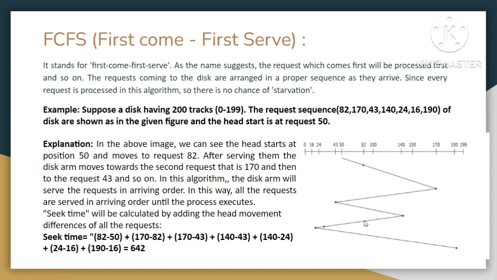Seek time means how many movements will be made to serve all these requests. So these 7 requests will be served in 642 movements. It means in FCFS the head has to move 642 times to service all these 7 requests. This is a very huge amount of movement. That is why FCFS is not generally used, because it leads to a lot of unnecessary movements.